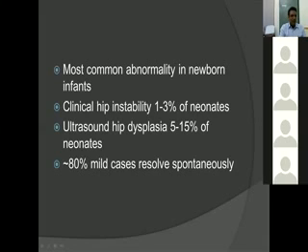So this is the most common abnormality present in a newborn infant. The clinical hip instability will be 1 to 3% in all the neonates. Whereas if we go for an ultrasound examination of this instability, the incidence may go up to 15%. 80% of these cases will resolve spontaneously. No treatment may be required. This instability which occurs at birth is due to the ligament laxity which occurs during delivery or childhood, and it will resolve spontaneously in 80% of the cases.